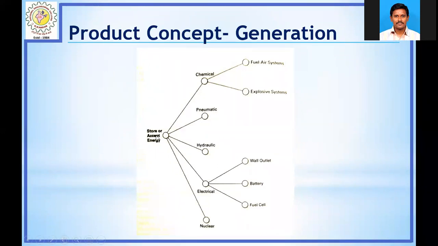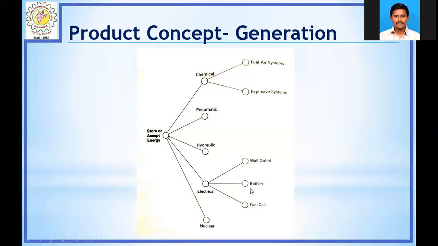But for our product, which is a mobile phone, we can go for electrical, because hydraulic, pneumatic, chemical, and nuclear energy sources are not suitable for the mobile phone. So we can go for the electrical technology. In particular, which way? Wall outlet or battery or fuel cell? We can go for a battery cell, because the phone is a mobile device. We have to carry it without any wire connection or wall socket connection. So we can prefer the battery.